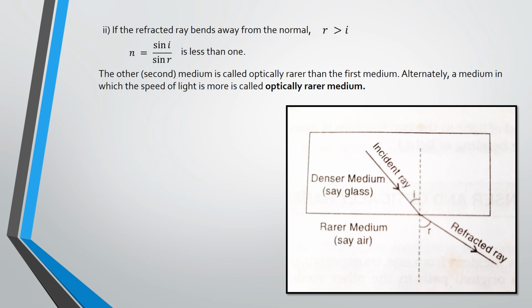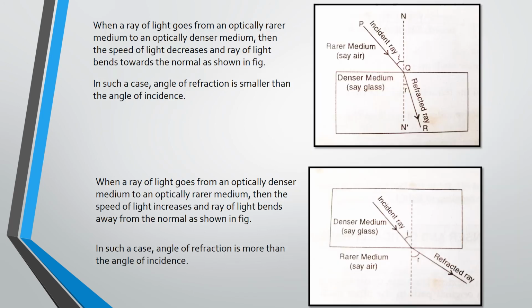When a ray of light goes from an optically rarer medium to an optically denser medium, then the speed of light decreases and a ray of light bends towards the normal as in figure 1 here. In such a case, the angle of refraction is smaller than the angle of incidence. This is clear in the first picture. Now, second case, when a ray of light goes from an optically denser medium to an optically rarer medium, then the speed of light increases and the ray of light bends away from the normal as in the second picture. In such a case, the angle of refraction is more than angle of incidence.